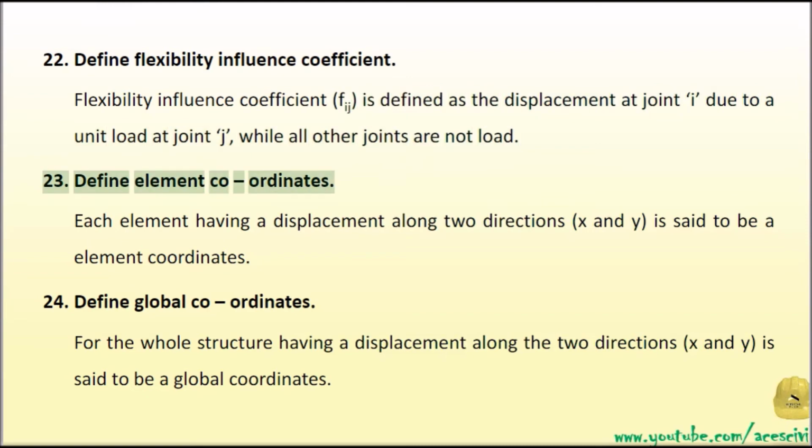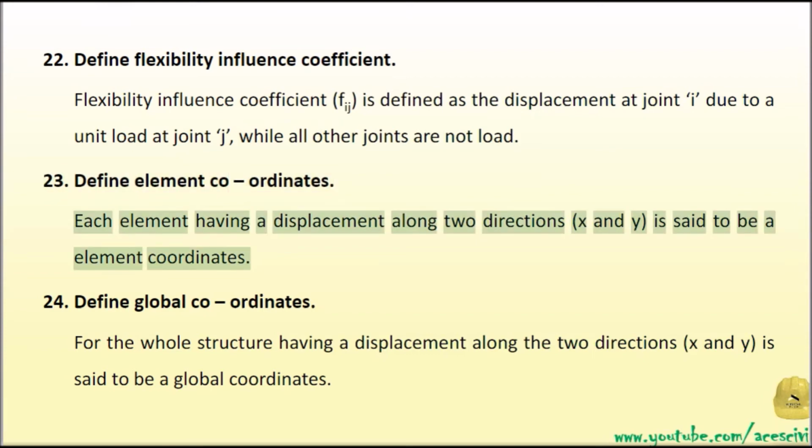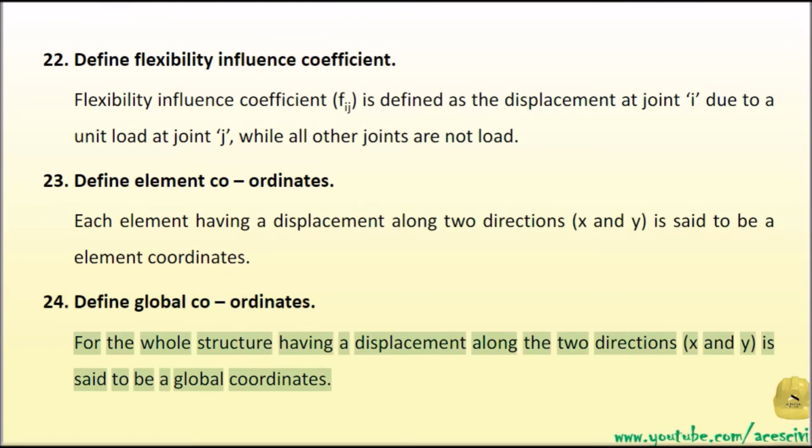Define element coordinates. Each element having a displacement along two directions, x and y, is said to be an element coordinates. Define global coordinates. For the whole structure having a displacement along the two directions, x and y, is said to be a global coordinates.